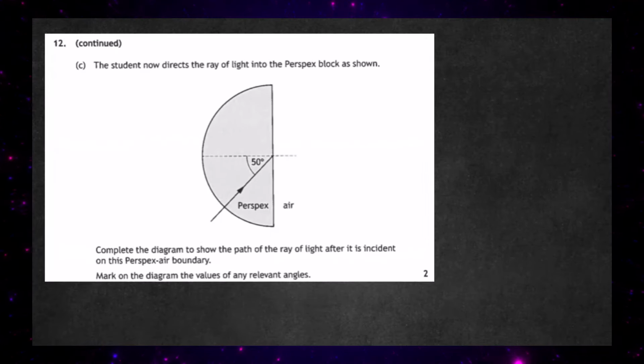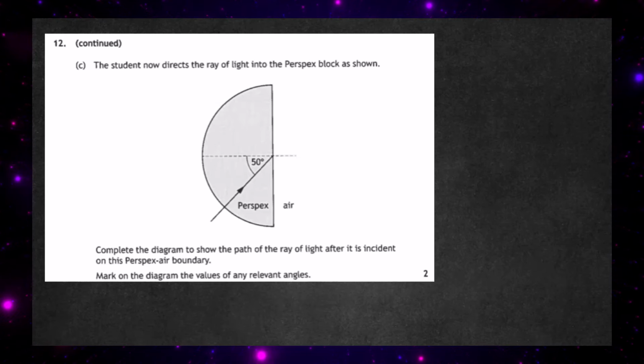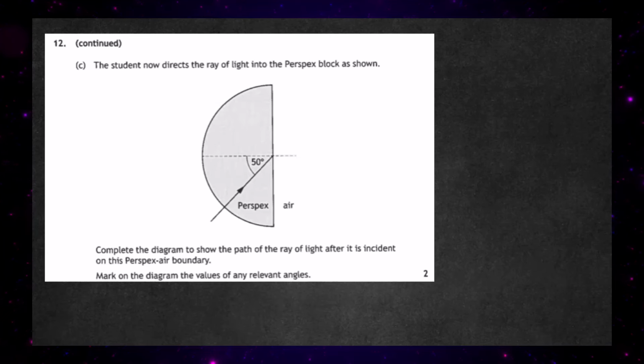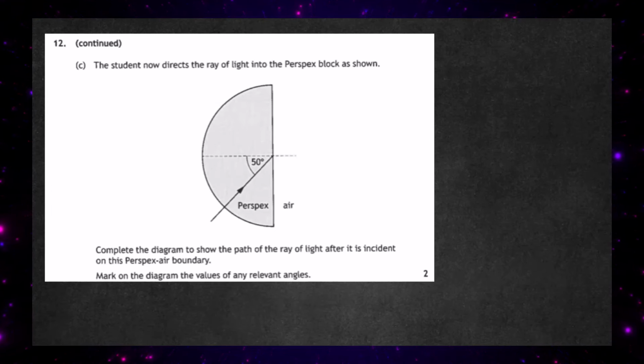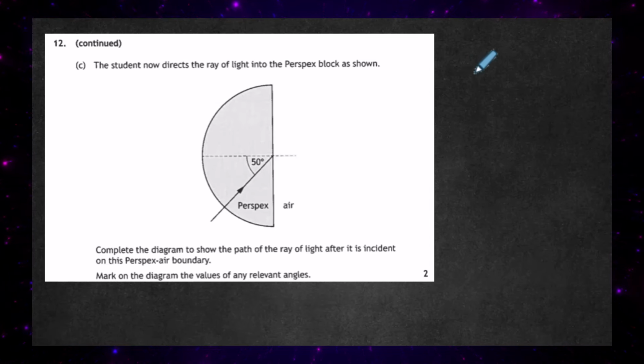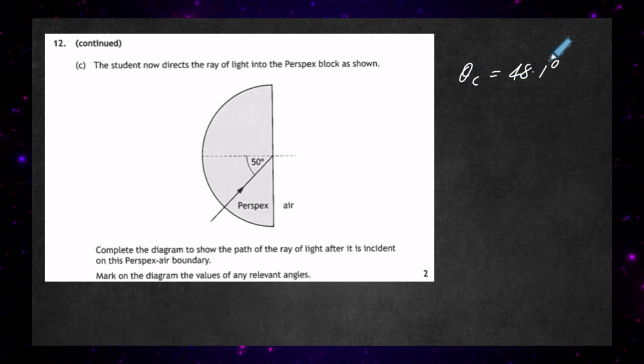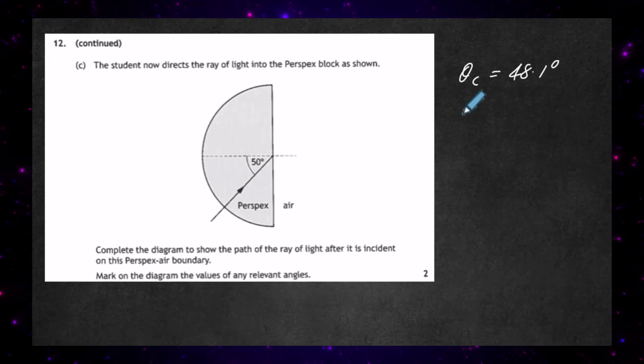Question 12, continued, part C. The student now directs the ray of light into a perspex block as shown. You can see the angle of incidence there is 50 degrees, and we're asked to complete the diagram to show the path of the ray of light after it's incident on the perspex air boundary. And we have to mark on the diagram the values of all relevant angles. Well, in the previous part of the question, we found out that the critical angle, theta c, was equal to 48.1 degrees. Now, what does that mean?